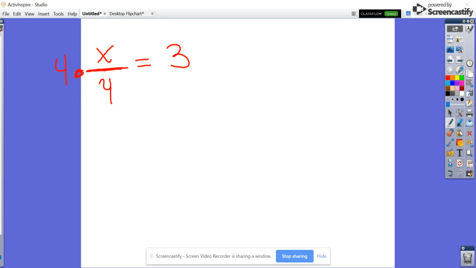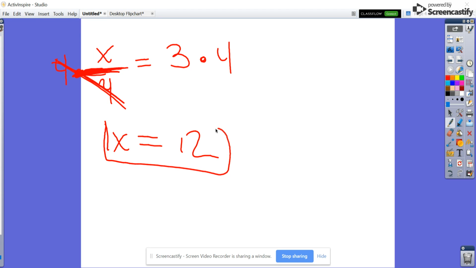4 times x divided by 4. The operations in the number cancel each other out, right? So I'm just left with a 1x equals, multiplied by 4 on this side, multiply 4 on that side. 3 times 4 is 12. Does that kind of make sense to y'all? So x is 12, or 1x is 12. Either way you want to write it.